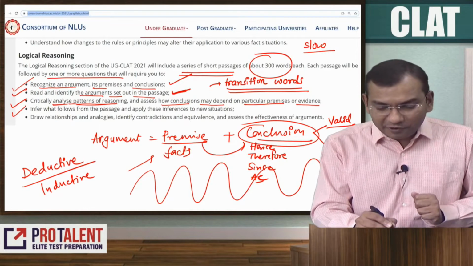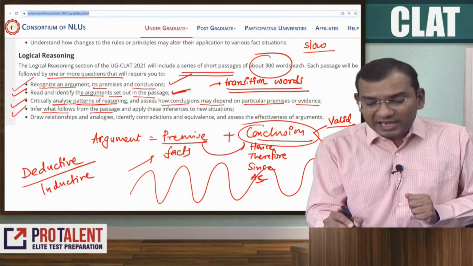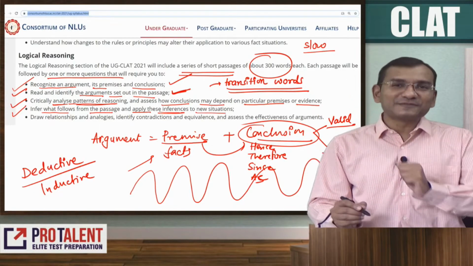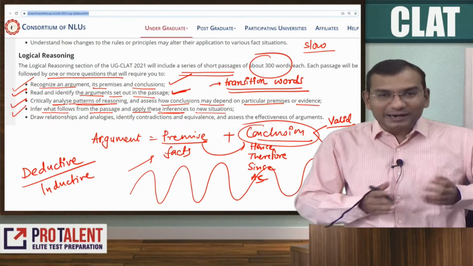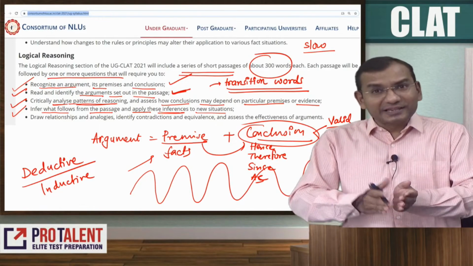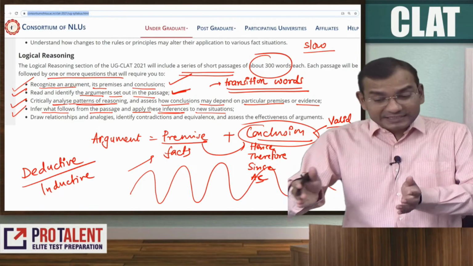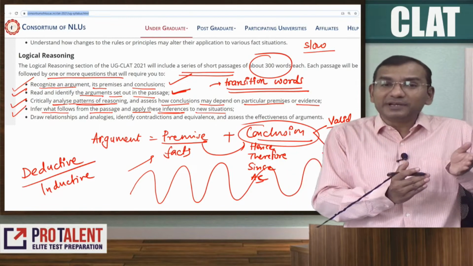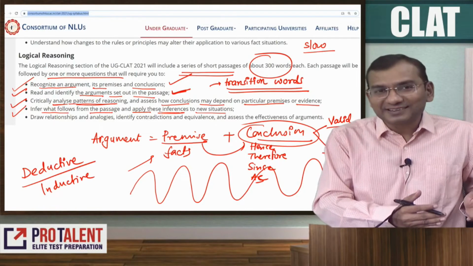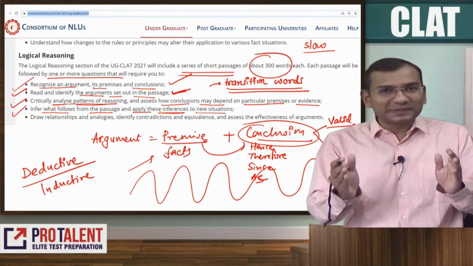Infer what follows from the passage and apply these inferences in the new situation, which is very crucial. Yes or no? कि हमें कोई argument देके रखी है, उस argument का inference कुछ आया. Okay, similar kind of argument will be available in a different situation. ठीक है, and we have to infer from it. Yes or no? I think this is pretty clear to you.